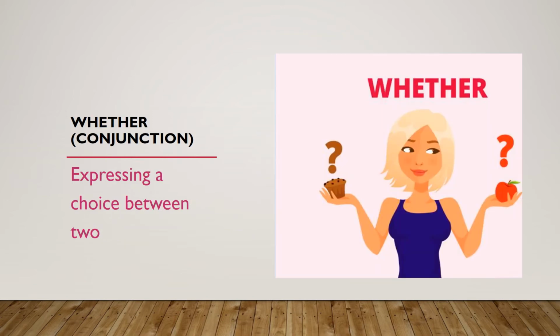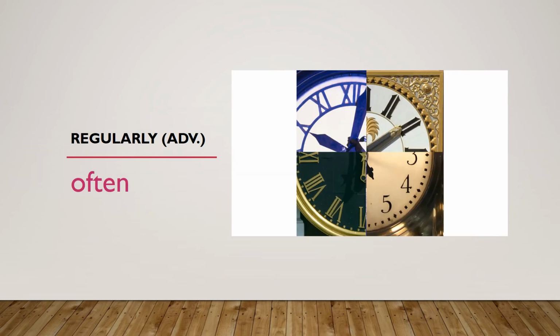Imaginable. Whether. Please pay extra attention to the spelling of whether, W-H-E-T-H-E-R. It's not the weather, the climate. Whether here is a conjunction used to express a choice between two. I was wondering whether to eat an apple or a cupcake. This or that. It's a conjunction to express a choice. I'm choosing between two things here, the apple and the cupcake. Whether, it's a conjunction. Regularly. It's an adverb which means often.